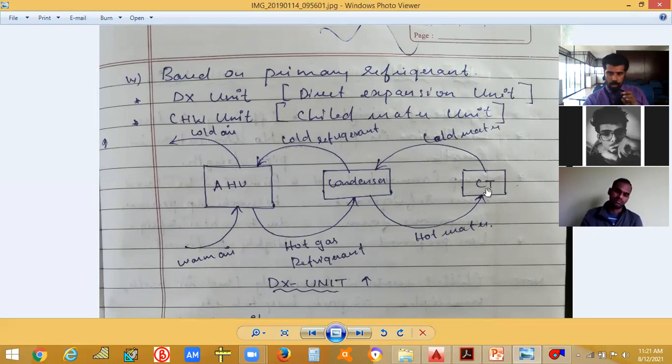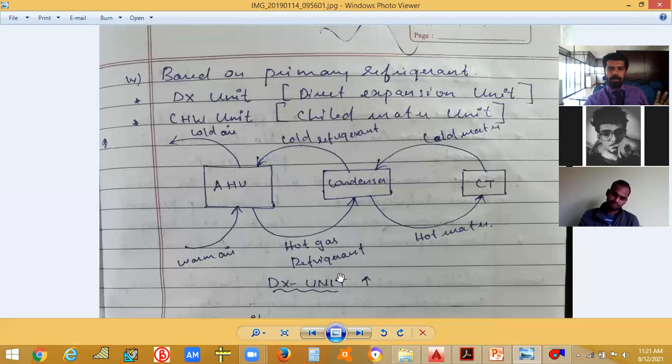So this is the cooling tower. The water will be coming from the cooling tower and it will be passing through the condenser. And this cold water absorbs the heat of the hot gas refrigerant, and this cold water will be converted to hot water. And this cooling tower will be converting this hot water to cold water. So just imagine this thing.